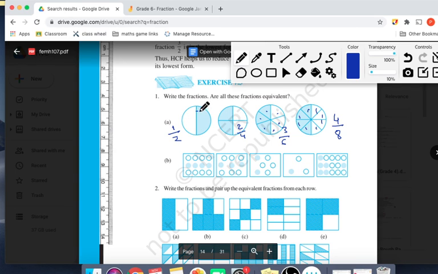So if I am eating this much pizza, my sister is eating this much, my mother is eating this much, and my father is eating this much. So basically we are eating the same amount of pizza, right? We are eating half of the pizza only, right? So yes, these all are equivalent fractions, equal fractions, right? Is it so? Check it on your own. I am giving you 30 seconds. Check this question on your own.